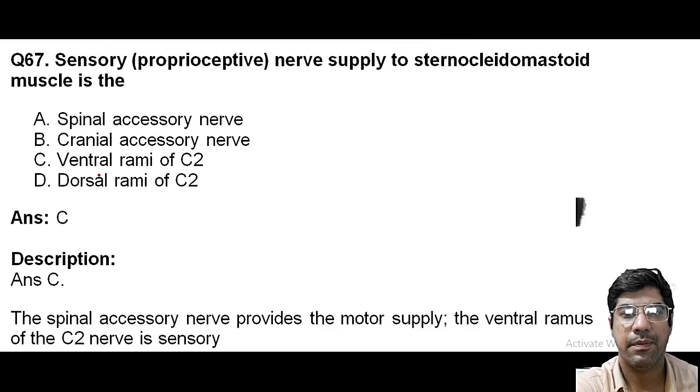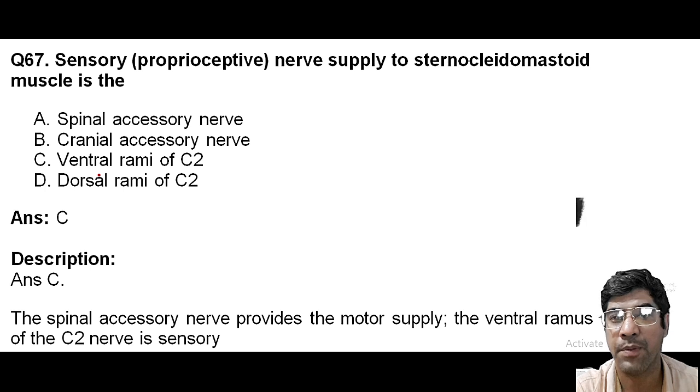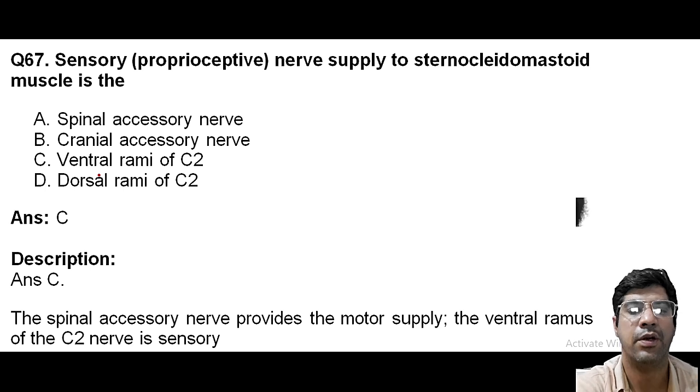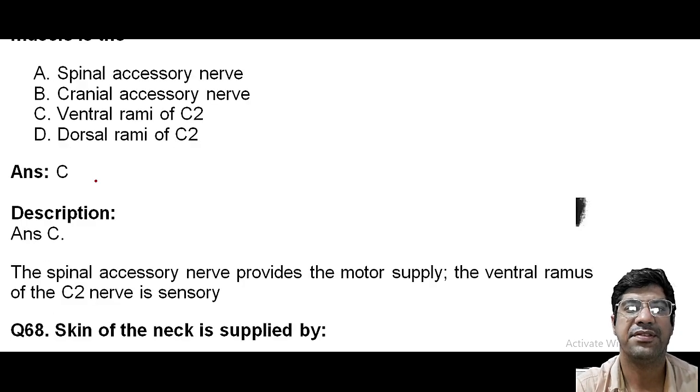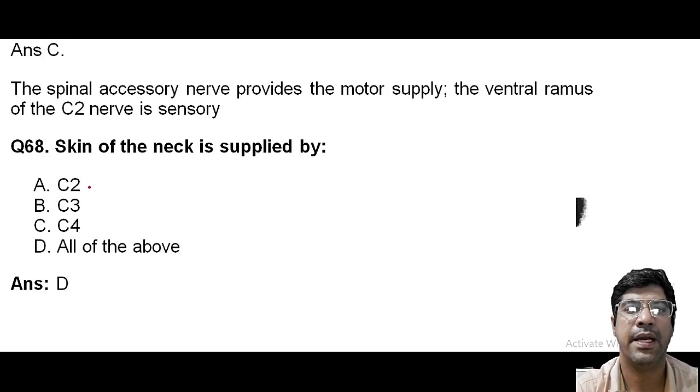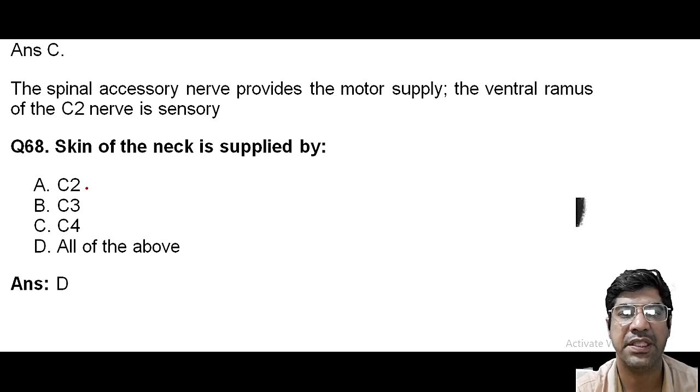The sensory nerve supply to the sternocleidomastoid is through the ventral ramus of the C2 nerve. This nerve is responsible for proprioception, which involves sensing the position and movement of the muscle. The spinal accessory nerve primarily provides the motor innervation to the sternocleidomastoid muscle. The skin of the neck is supplied by cervical nerves C2, C3, C4.